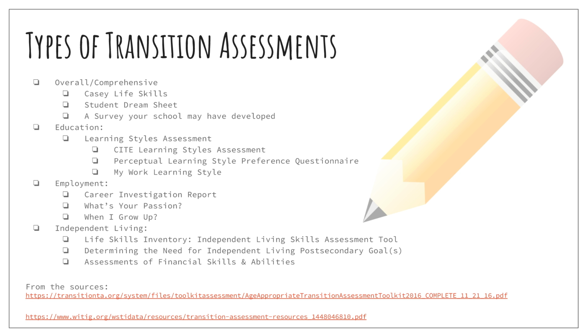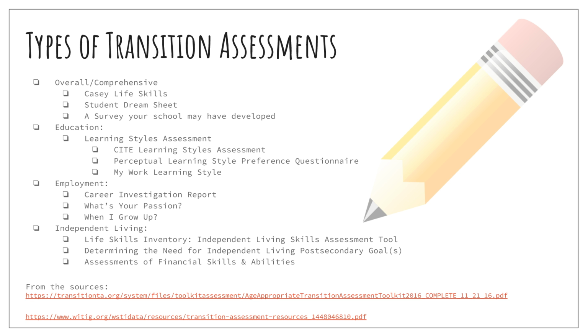An example of an education type transition assessment: there are many different types of learning styles assessments. Those include the SITE learning styles, perceptional learning style preference questionnaire, and my work learning style. In employment, you may use a career investigation report, a what's your passion form, or a wanna grow up survey. In independent living, some examples include the life skills inventory, determining the need for independent living post-secondary goals, and assessments for financial skills and abilities.